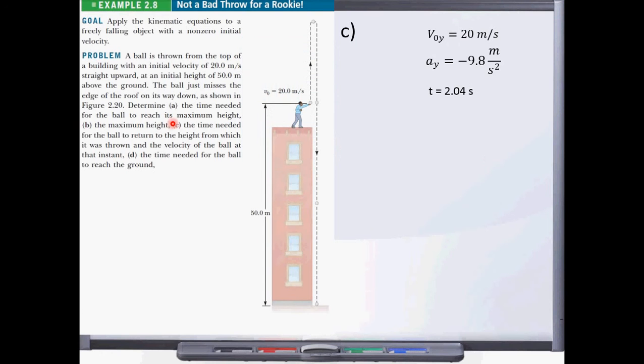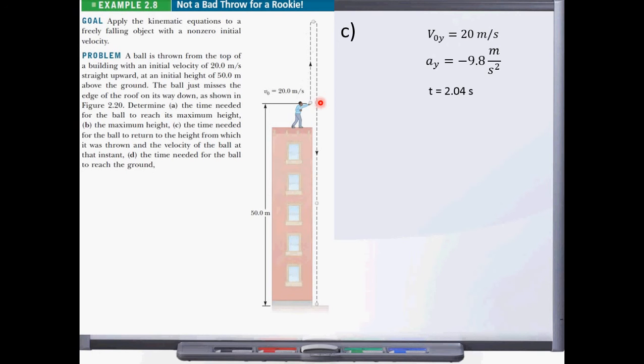Let's check C. For C, we have what is the time needed for the ball to return to the height from which it was thrown, and the velocity at that instant. So you have to tell me what is the time when you throw the ball and then the ball is going down again in the same point, the same height that you had when you started the problem. Okay, so you want to know the time from here to here and then again here. Okay, and you want to know the velocity at that point.